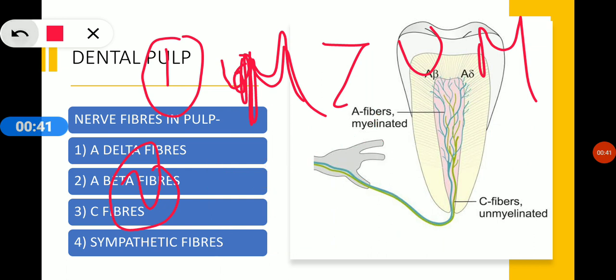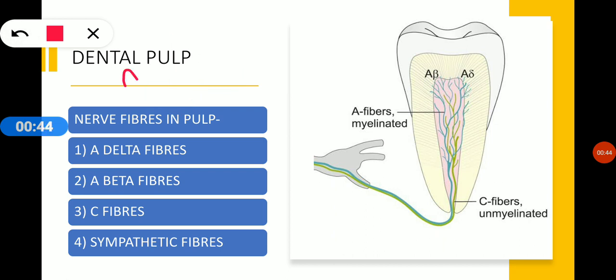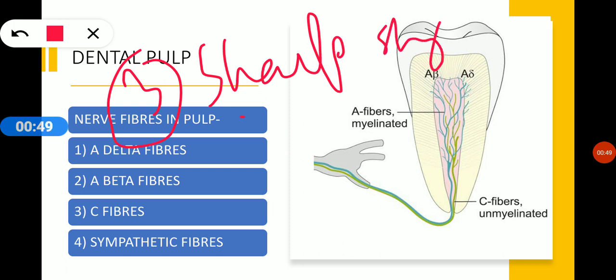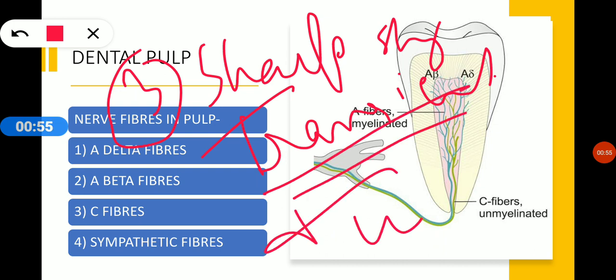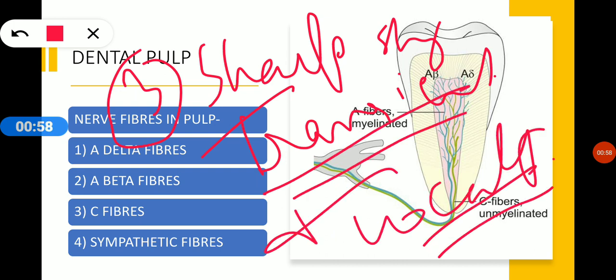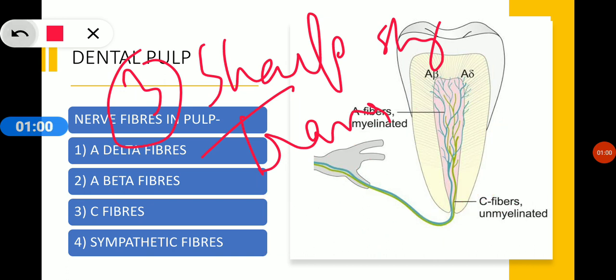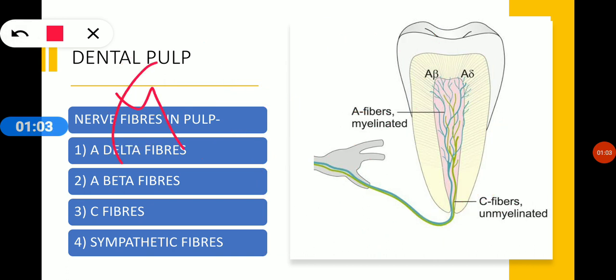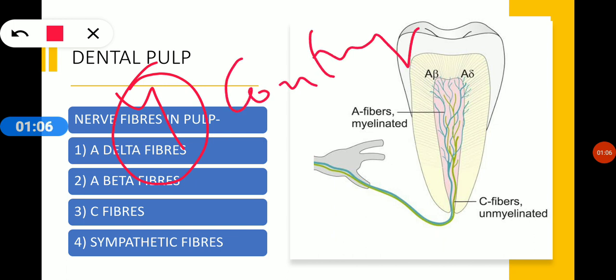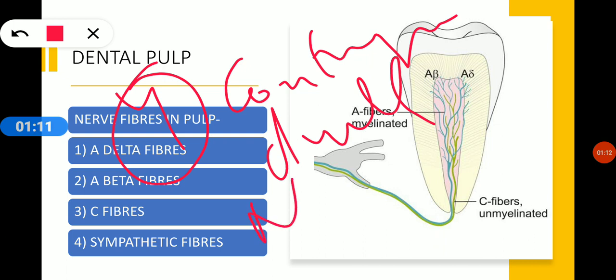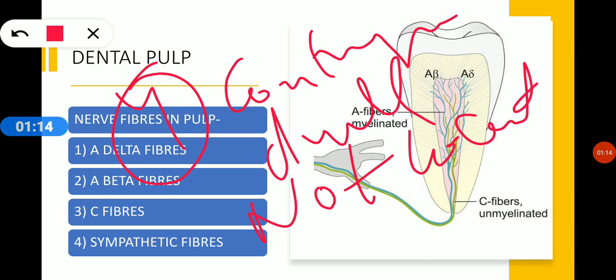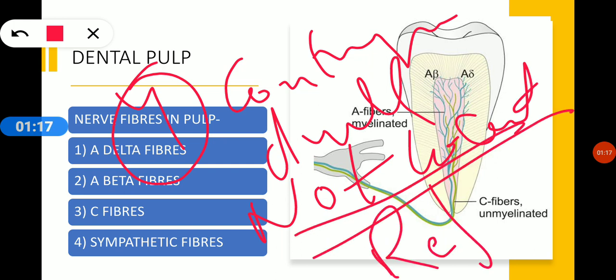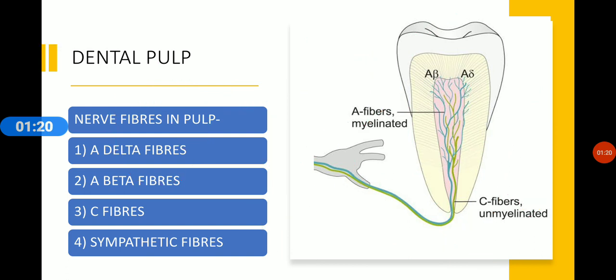Number 3, the pain produced by the A delta and the A beta fiber is sharp, shooting, transient, very important, and localized. Remember this. Whereas the pain produced by the C fibers is continuous, dull, sometimes excruciating, and it is not localized, also called referred pain. I hope it is clear.